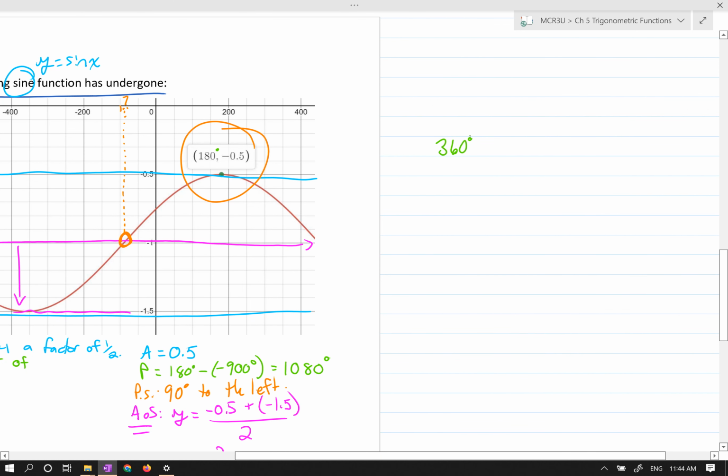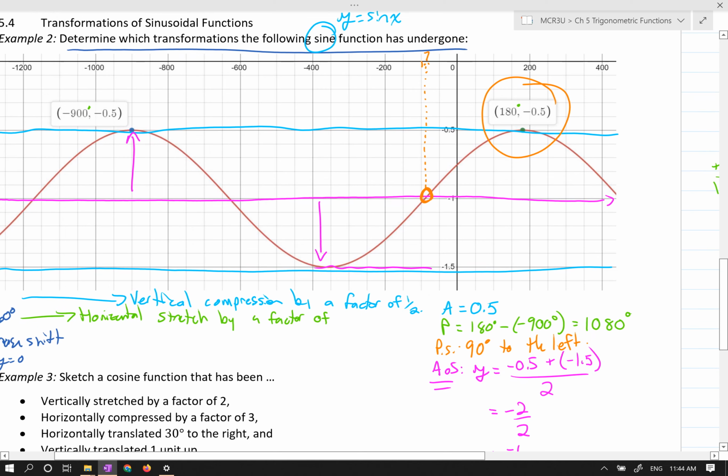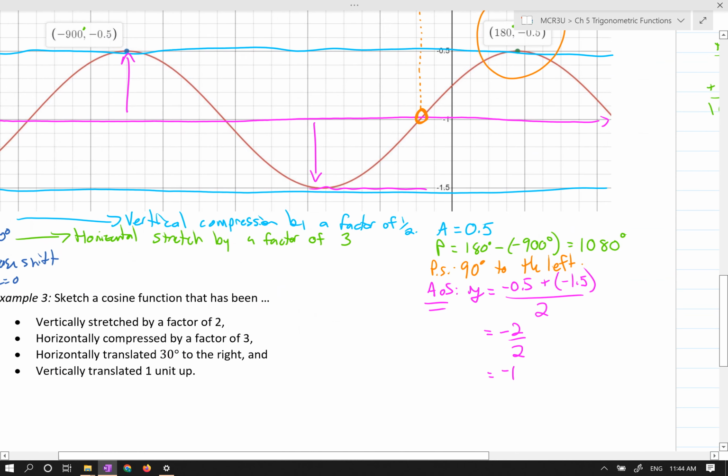If you're not sure on that, let's head over here. 360 degrees plus 360 degrees is equal to 720 degrees. And then let's add another 360 degrees right here. 0, 8, 3, and 7, that's 1080 degrees. You should be able to handle a problem like this without a calculator. So I know it's horizontally stretched by a factor of 3 because I added 360 degrees once, twice, 3 times. That's the same as multiplying by 3.